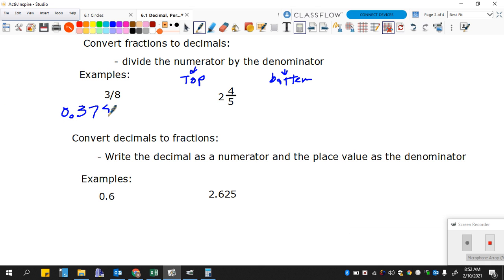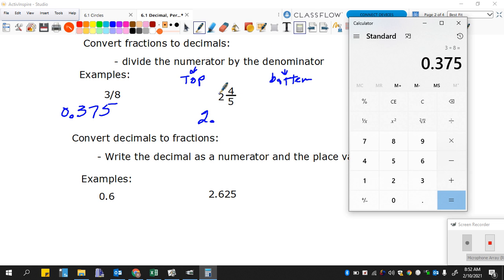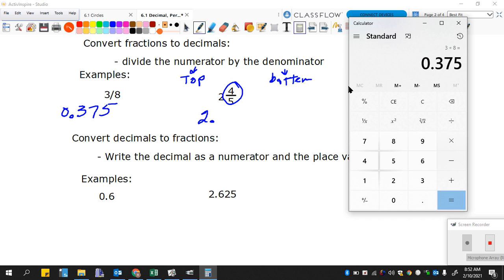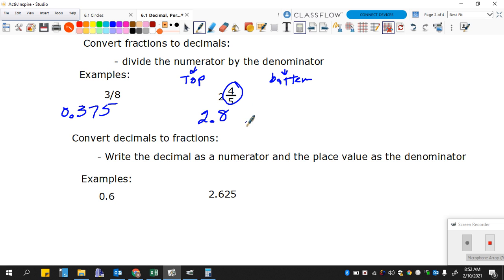or 375 thousandths. Okay, sometimes we have a mixed number. So we know that this 2, the whole number, is going to stay as a whole number. So we're going to put 2 point, and then all we have to do is change that 4/5 to a decimal. So you go 4 divided by 5, and we end up with 0.8, okay? So that 0 we can ignore because we have the 2 there, so it turns into 2.8.